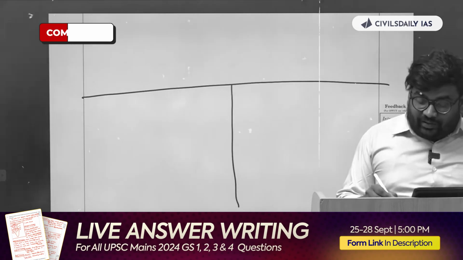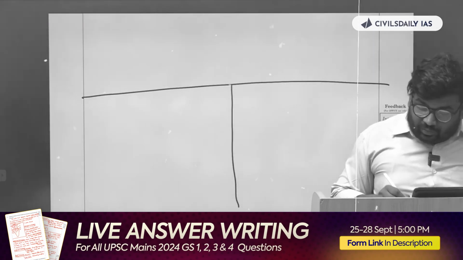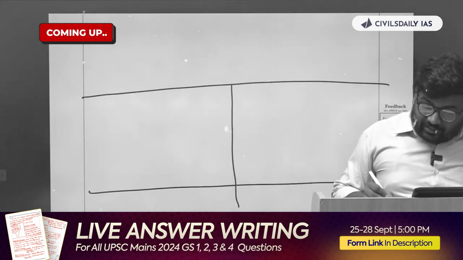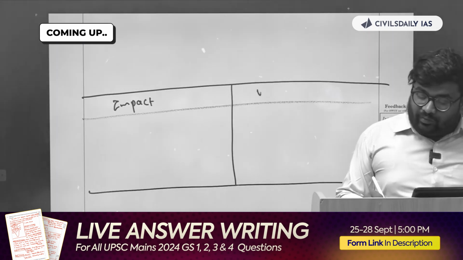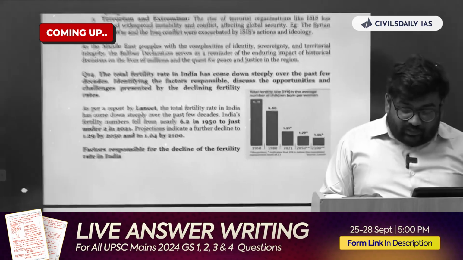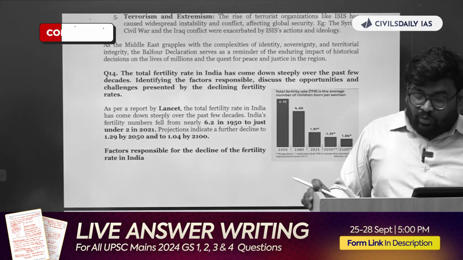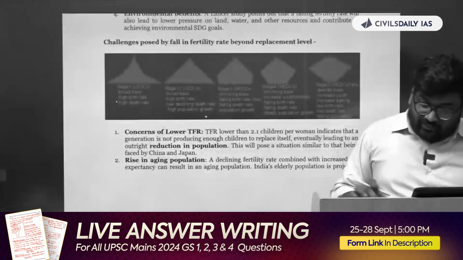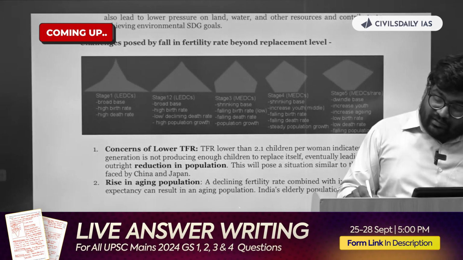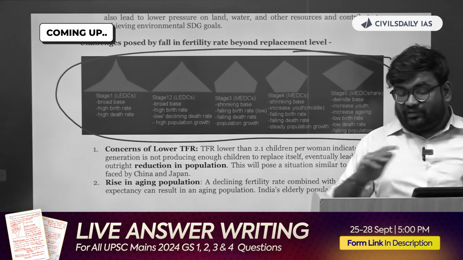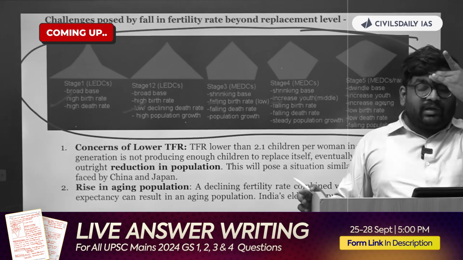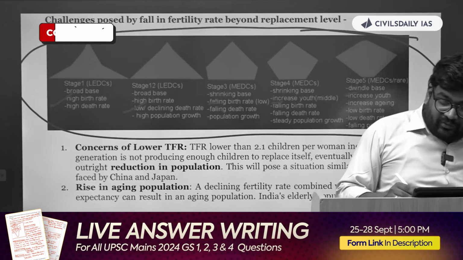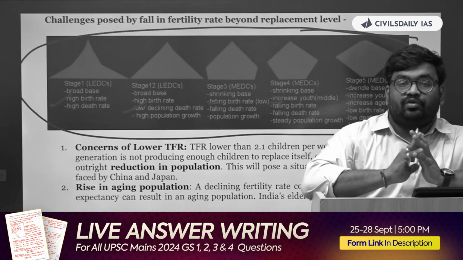When we apply the 70-30 formula, we simply use a table where we highlight the issue, the impact, and we provide the way forward. So this was India specific. Total fertility rate, this is the demography. So this was the cycle of the demographic changes. This diagram. So even if you have limited content, after the introduction, you can use this diagram.